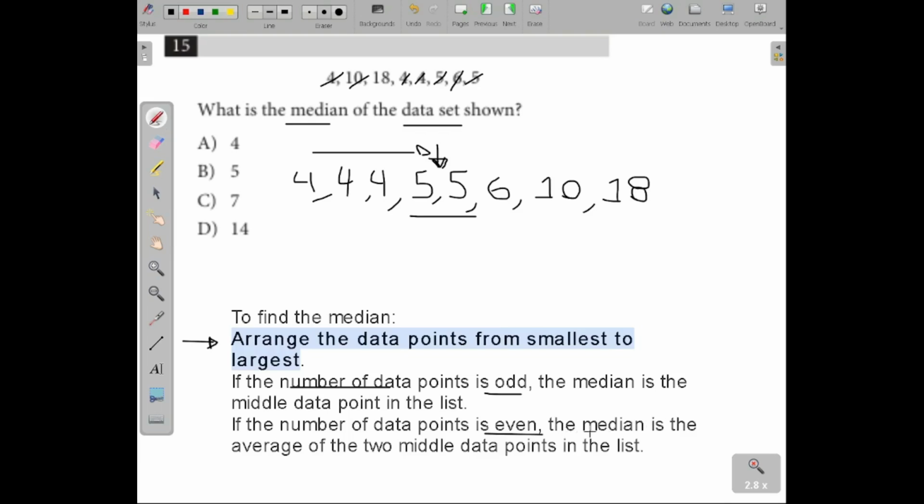In that case, the median will be the average of the 2 middle data points in the list. So the average of 5 plus 5. These two numbers added and divided by 2. 5 plus 5 is 10, divided by 2. This is equal to 5. So the median of this dataset is 5. The right answer is B.